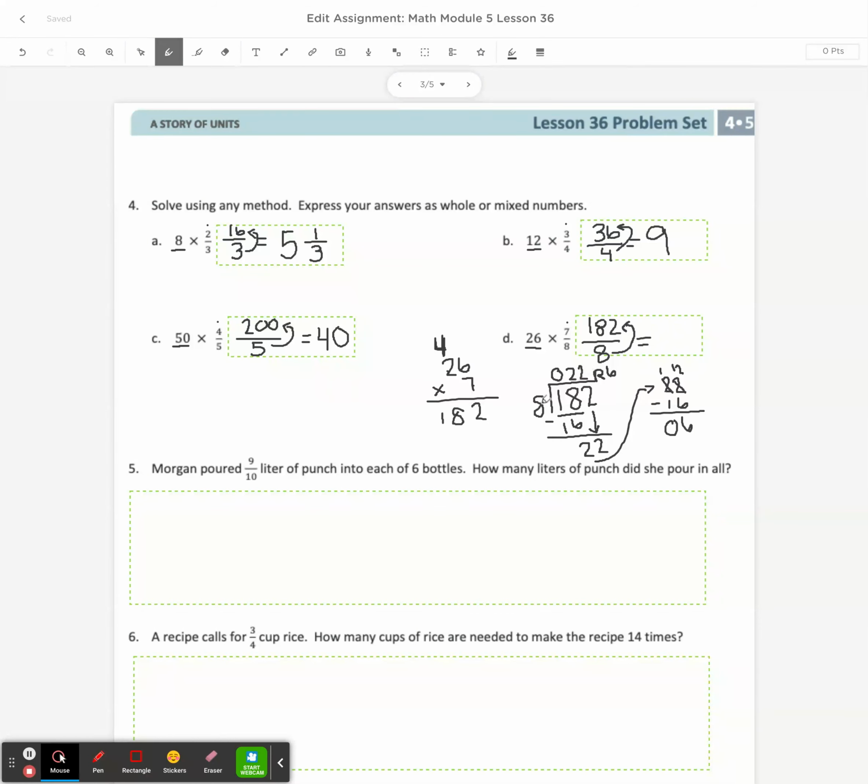So what this tells me is that 8 goes into 182 22 times, so that's the whole number part of my mixed number. And 6 is the remainder, so that is my new numerator because that is the difference between where we ended up if we were skip counting 22 times and our, sorry, our old numerator. Okay, let's keep on going.